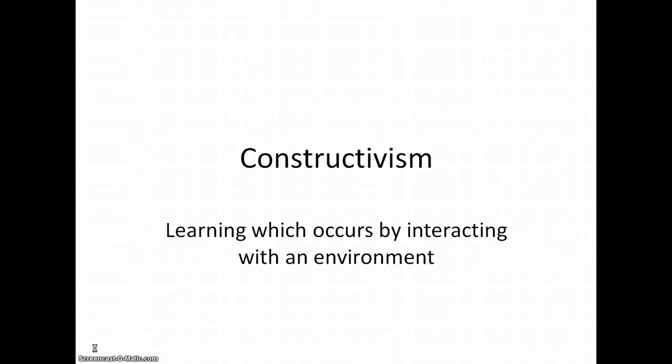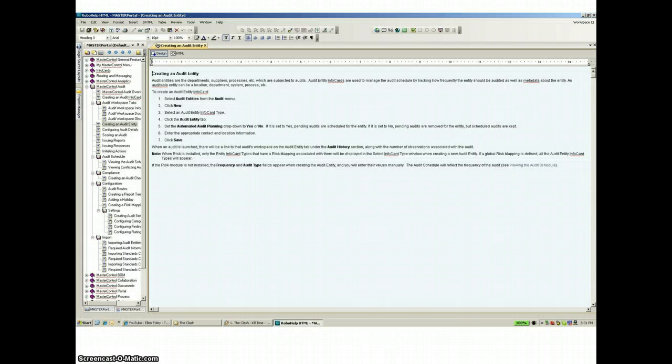Constructivism is basically learning, which occurs by interacting with an environment. The learner constructs their own learning with the environment and the elements of that environment that they are given. Now, constructivism differs from objectivism or instructivism in that the student doesn't learn something simply by being told about it. Instead, students learn through application and problem solving. And I will examine the differences between constructivism and objectivism a little later.